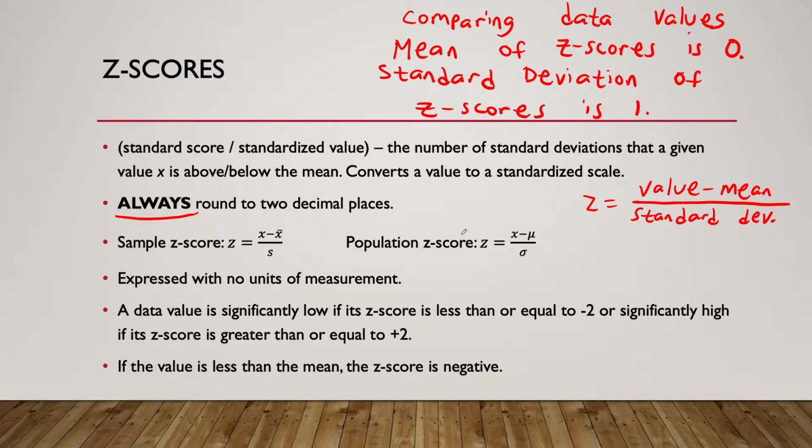The data value is significantly low if its z-score is less than or equal to -2, or significantly high if its z-score is greater than or equal to +2. If the value is less than the mean, the z-score is negative. Likewise, if the value is more than the mean, the z-score is positive. One of the best uses of the z-score is to compare data values from different data sets. The mean of z-scores is always 0, and the standard deviation of z-scores is always 1.